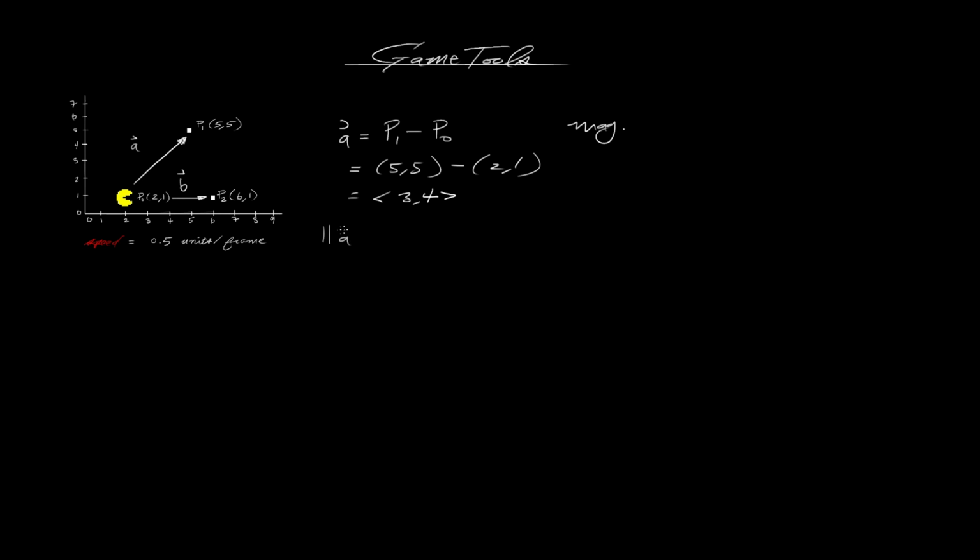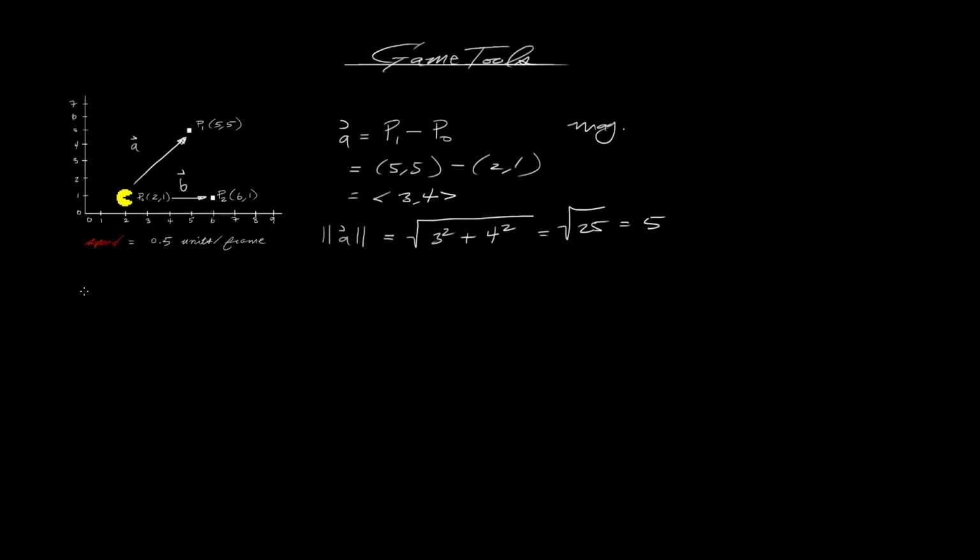Again, that's denoted as this. The magnitude of A is going to be the square root of the x component squared, so 3 squared, plus the squared y component, 4 squared, which gives us the square root of 25, or 5. Now, let's look at B.